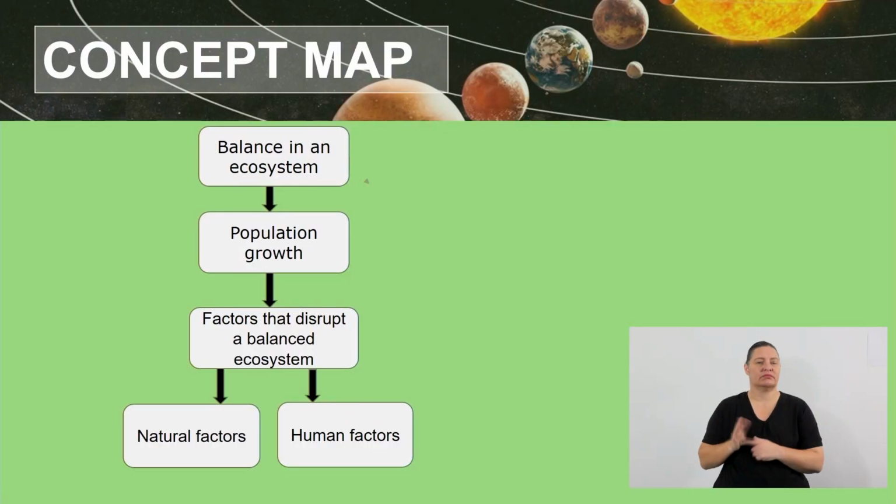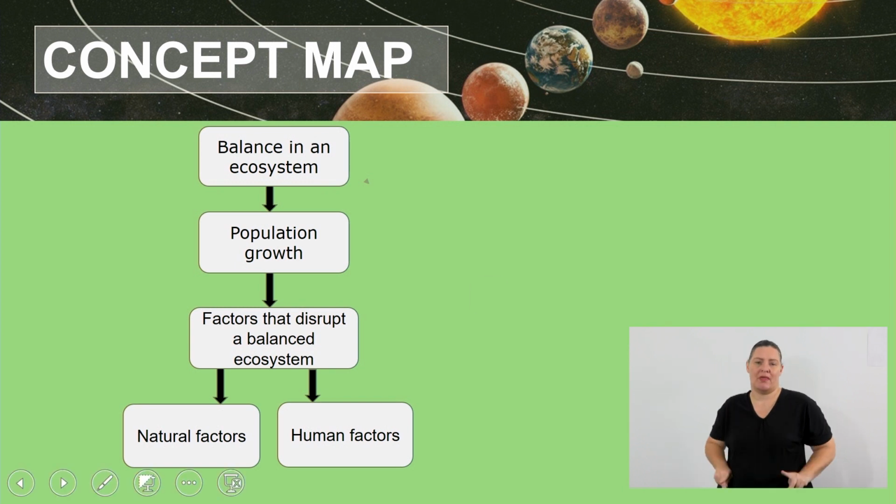So this is our concept map, which gives us an idea as to how this lesson is going to go. The first thing that we are going to discuss is the balance in the ecosystem. We will then speak about the population growth. And then we are going to speak about the factors that disturb a balanced ecosystem. Then we are going to look at these factors individually, the natural factors and the human factors.